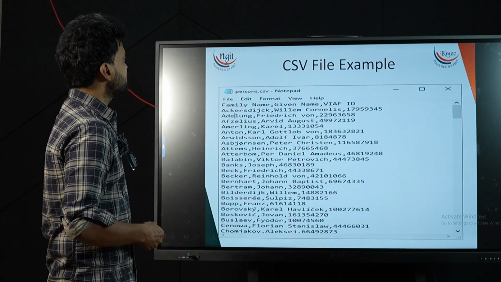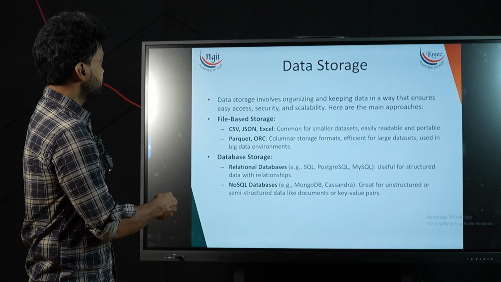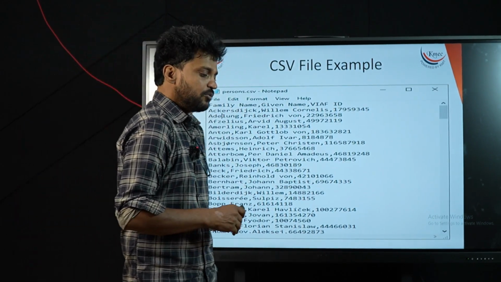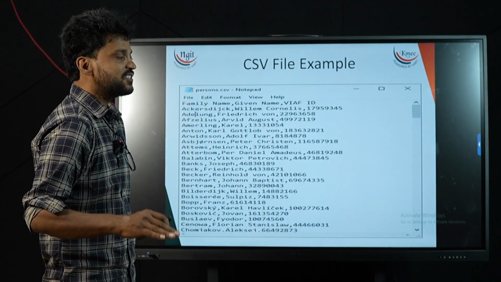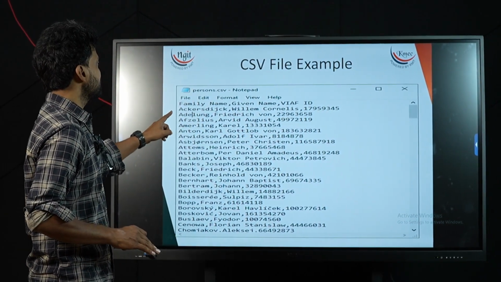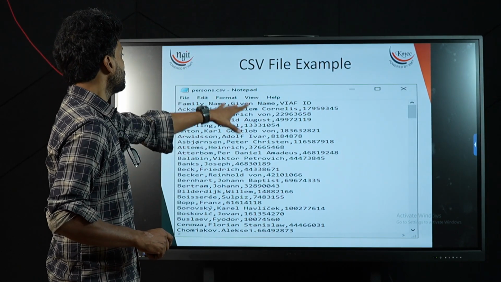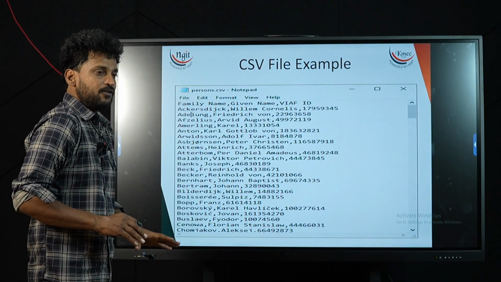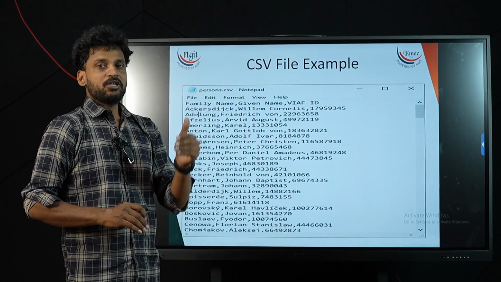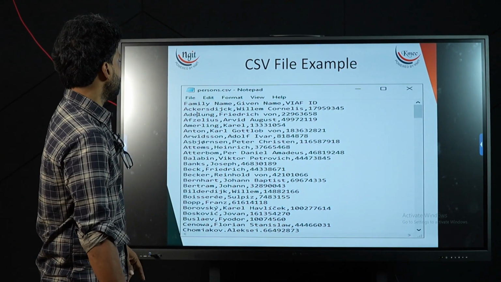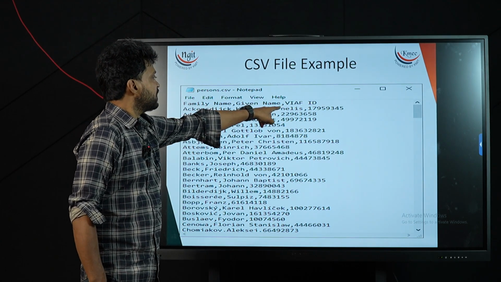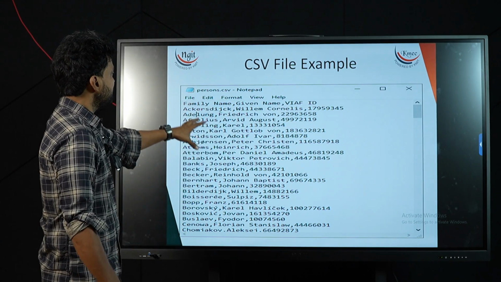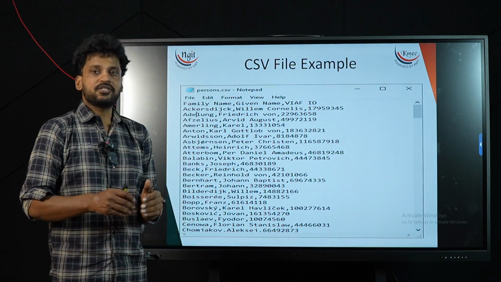Now, this is how a CSV file looks. Anybody will be able to create their own CSV file very easily. What exactly is a CSV file? CSV stands for comma separated value. What is a comma separated value? Here, you know which is the column and which is the value. For example, there is a family name, given name, and VIAF ID. These three are columns.